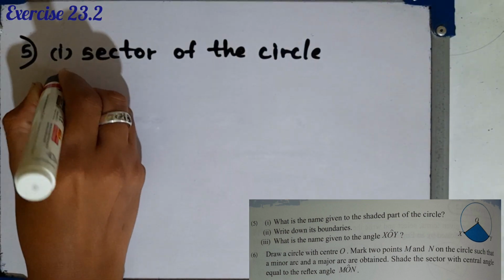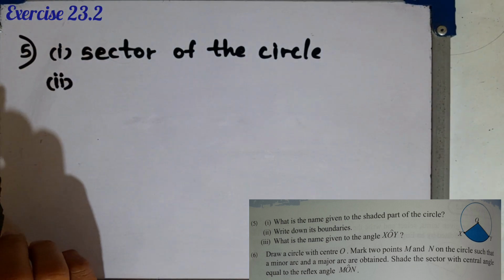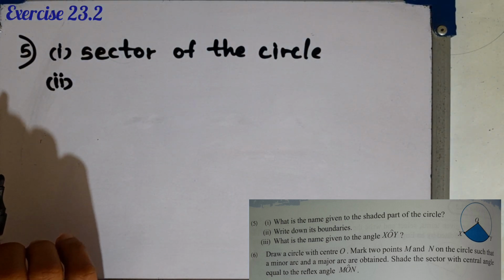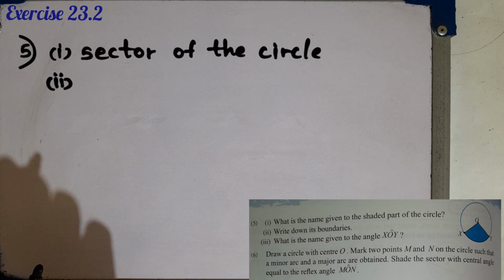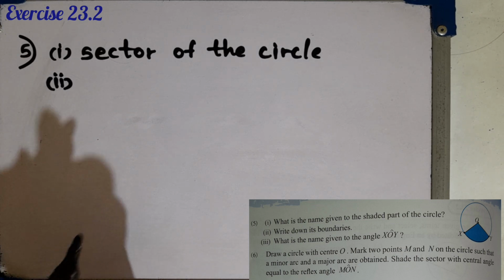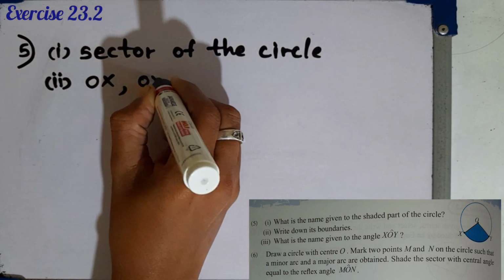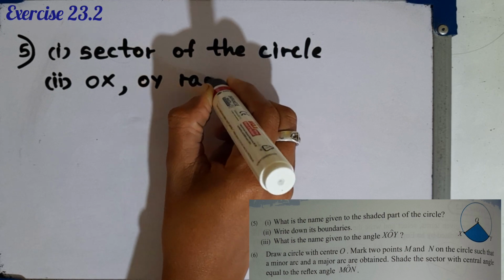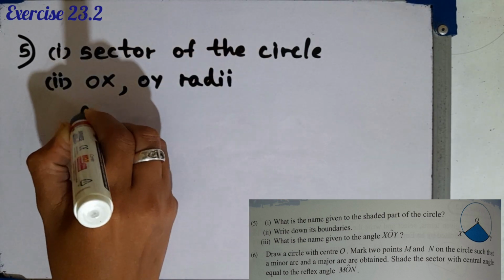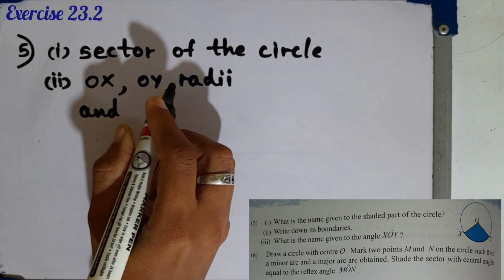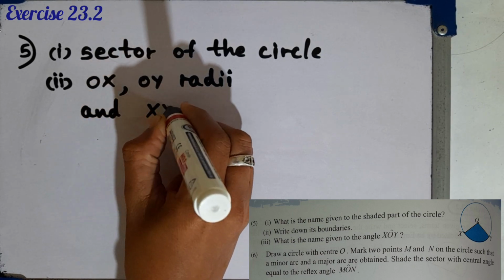In the second part, write down its boundaries. The boundaries are OX, OY, the two radii, and the arc XY.